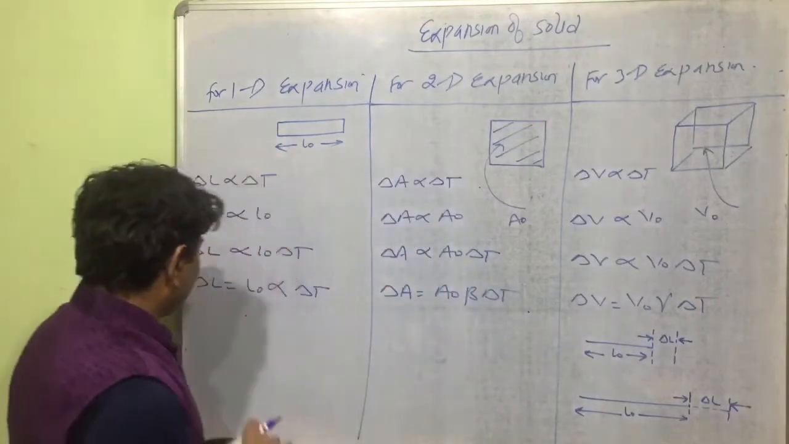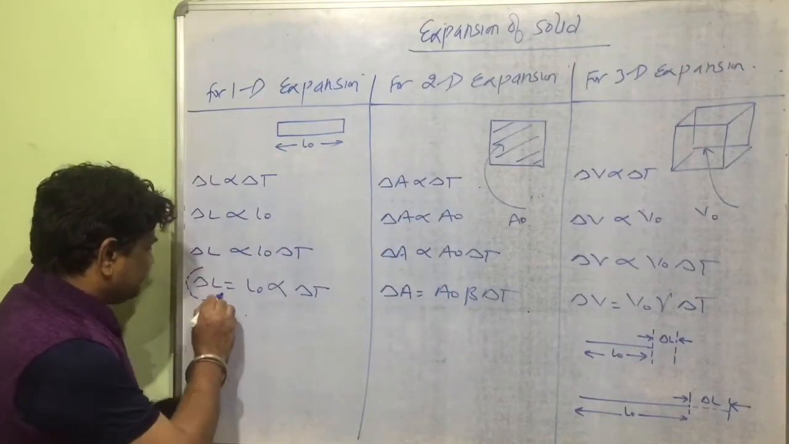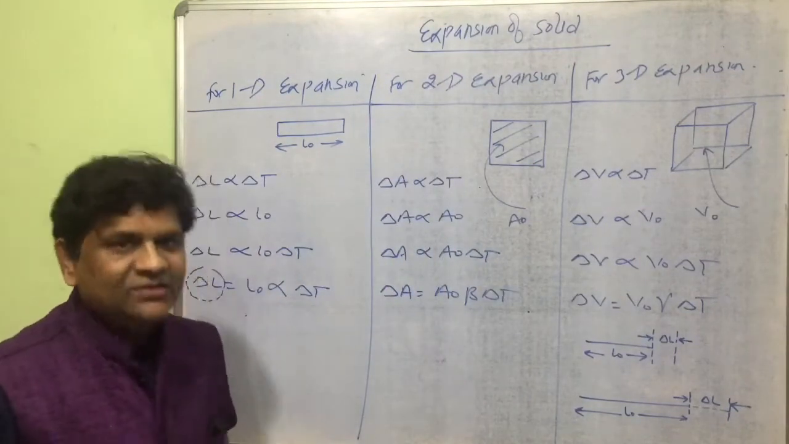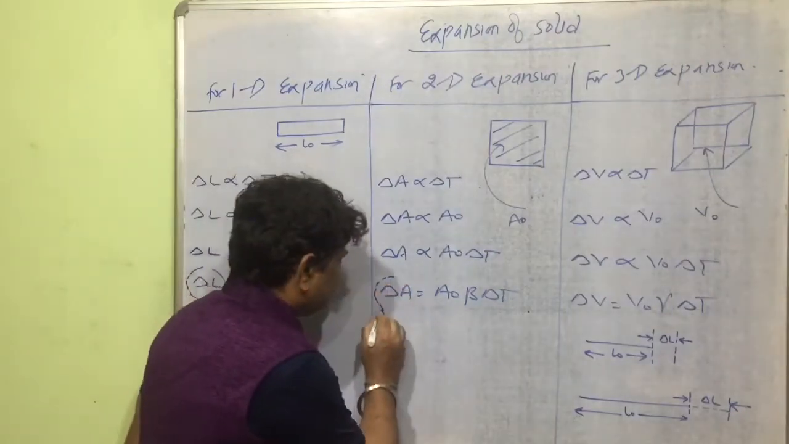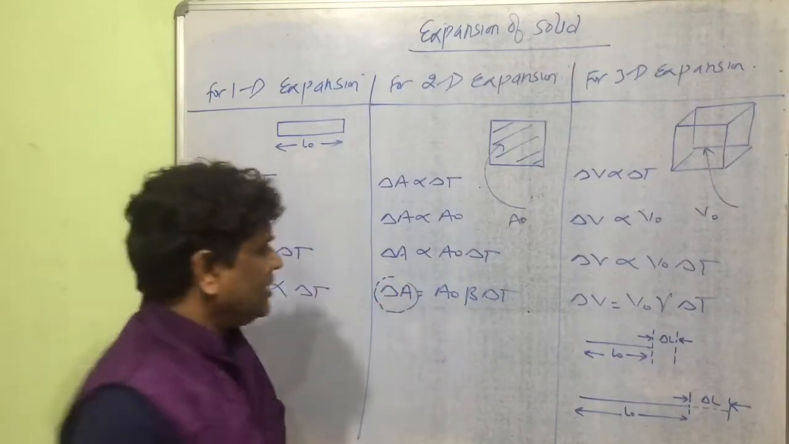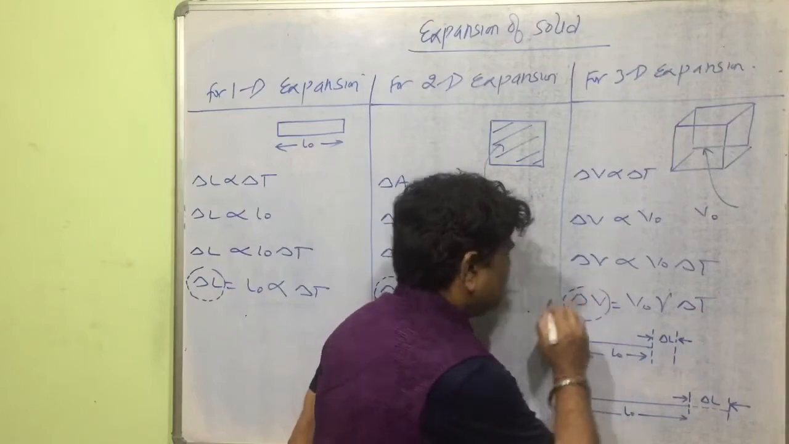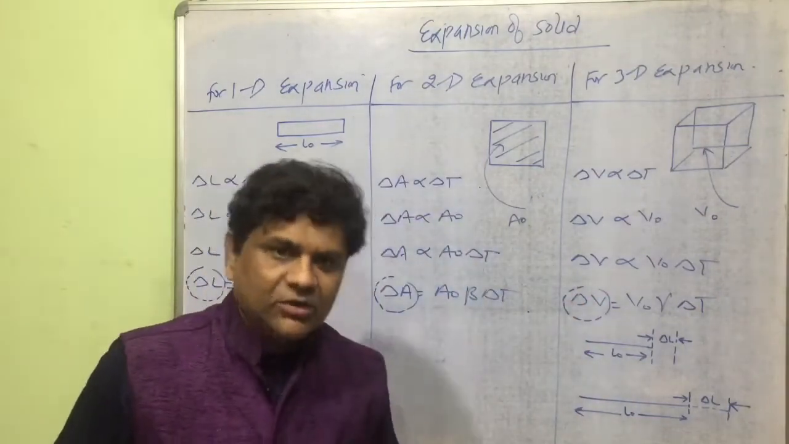Now, what is delta L? Delta L is the change in length. Delta A is the change in area, and delta V is the change in volume.